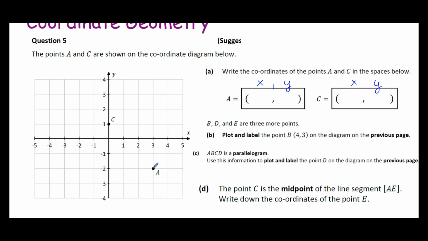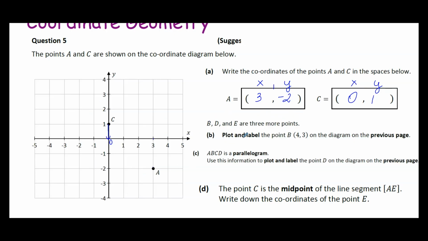So for A, the first coordinate, X, that's where you have X, that's 3. And the Y, we go across because that's the Y-axis, -2. And then for C again, X is where we go down and read, and the value here is 0. And the Y on Y, that is 1. Okay. B, D, and E are 3 more points.